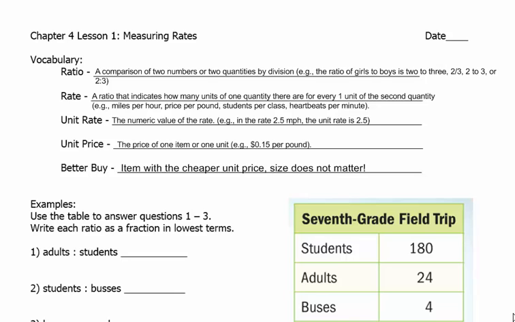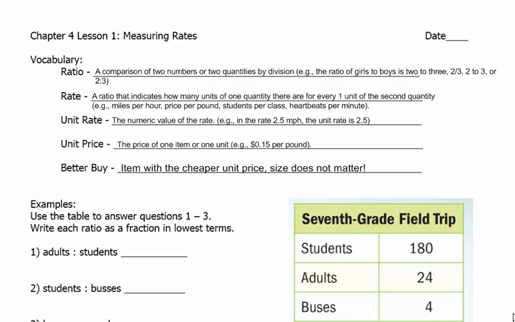Unit rate is the numeric value of the rate. For example, in the rate 2.5 miles per hour, the unit rate is 2.5. Unit price is the price of one item or one unit. For example, it might be 15 cents per pound. It could be per ounce. It could be for each.